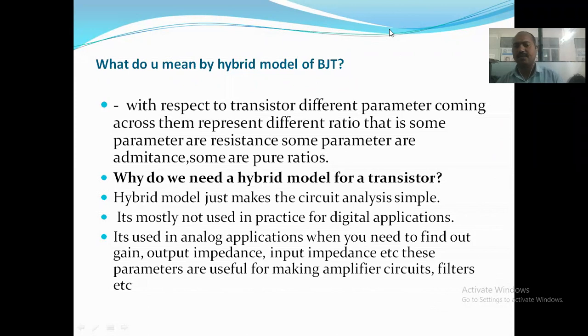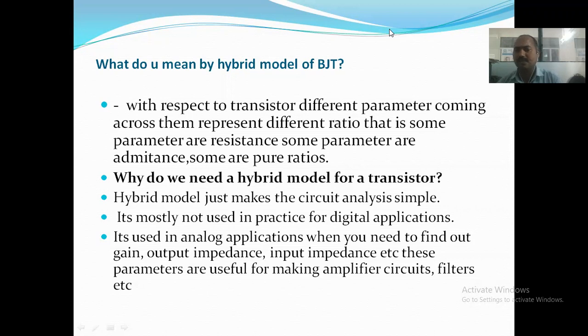That's why we analyze the performance of the BJT, or the BJT configuration, with the H parameter. And another thing, why do we need the hybrid parameter model for the transistor? I have already told the reason, but the proper reason is that it makes the circuit analysis simplified. This makes the analysis of the circuit simple.